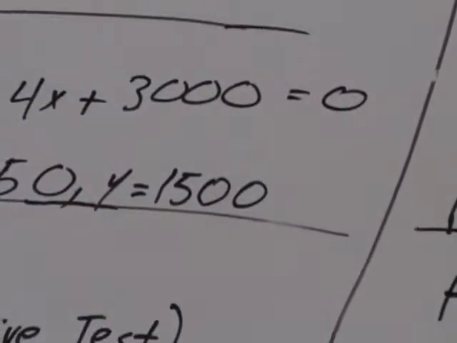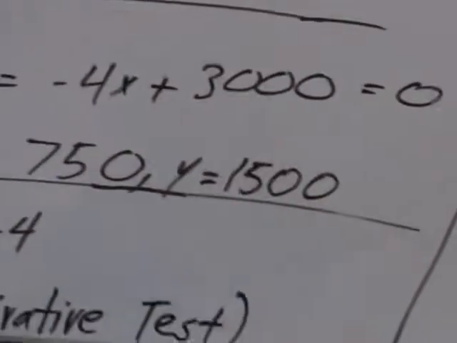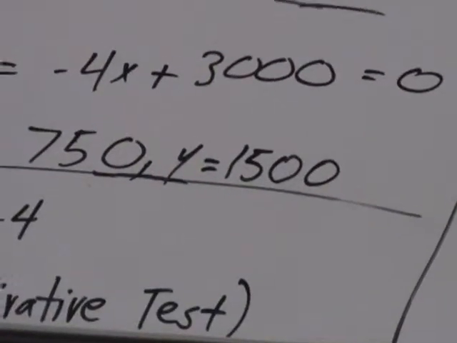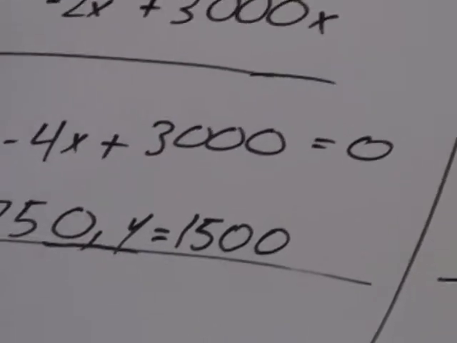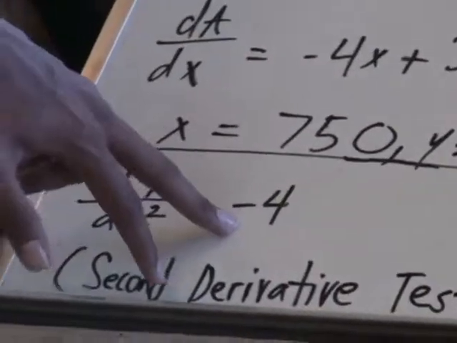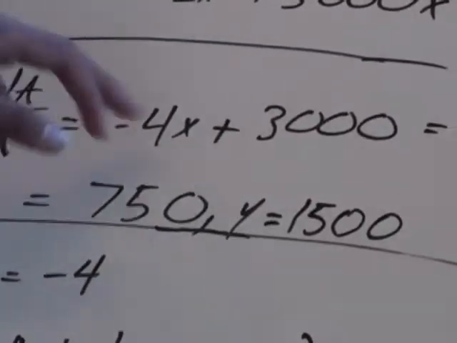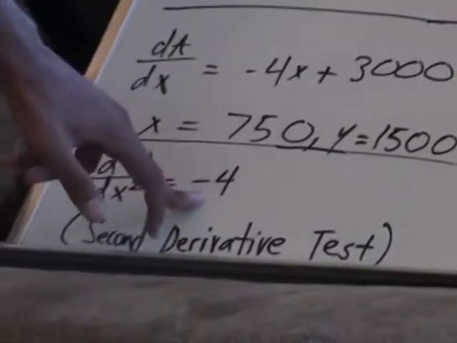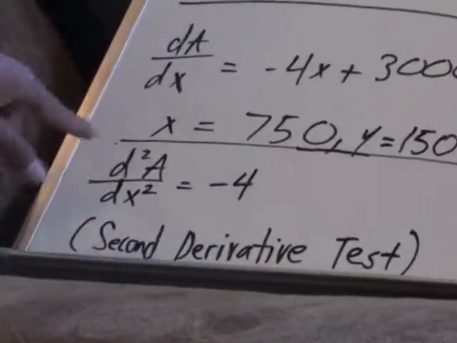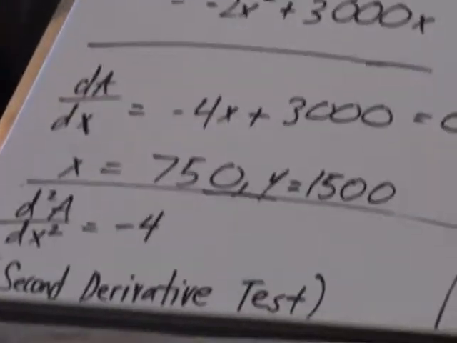Now, just to make sure this is the maximum, because I'm not jipping you here, I want you to get all that you can. Now we have to use our second derivative test. The second derivative test says when we get a negative answer once we derive our original thing, we get a maximum. So same here, once we derive this again, we just get negative 4, which means it's a maximum.